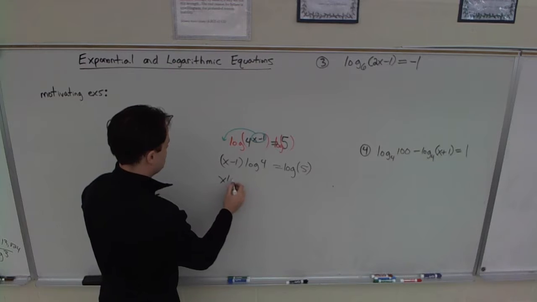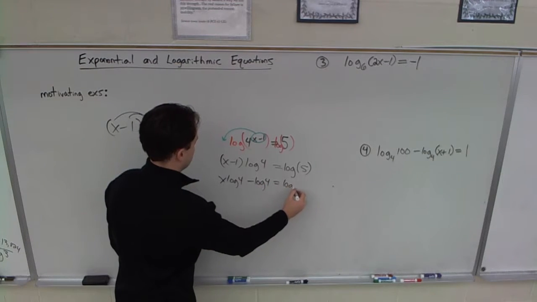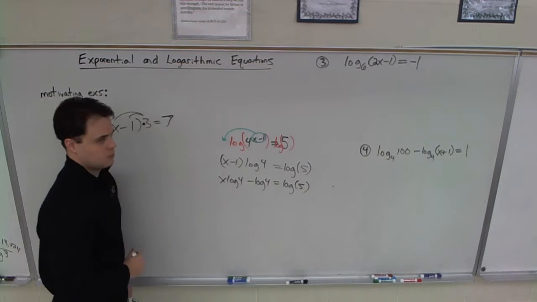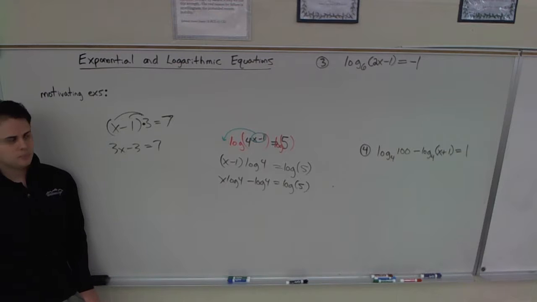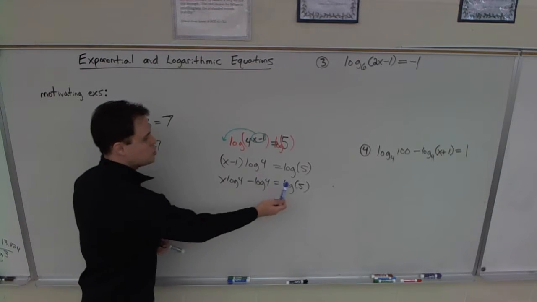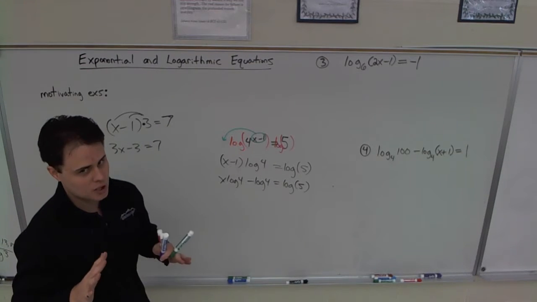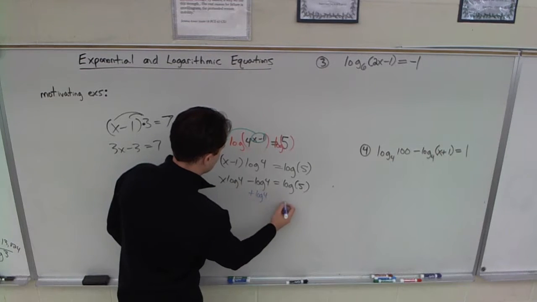So this is x log of 4 minus 1 log of 4. So over here you'd have 3x minus 3 equals 7. Your next step on this one would be to do what? Add the 3. So on ours, the next step is to do what? Add the log. These are just numbers. Don't let them scare you. They're just numbers like 7 and 5. Or whatever you want them to be.